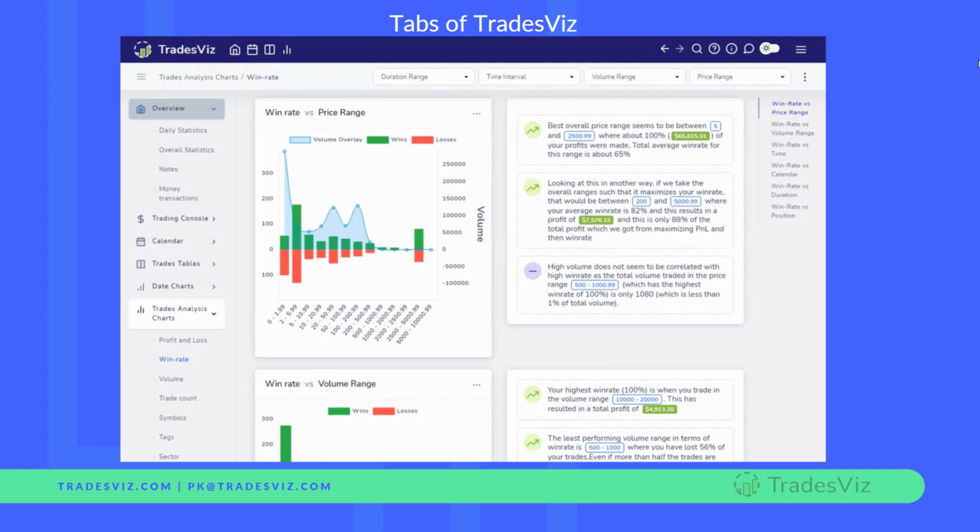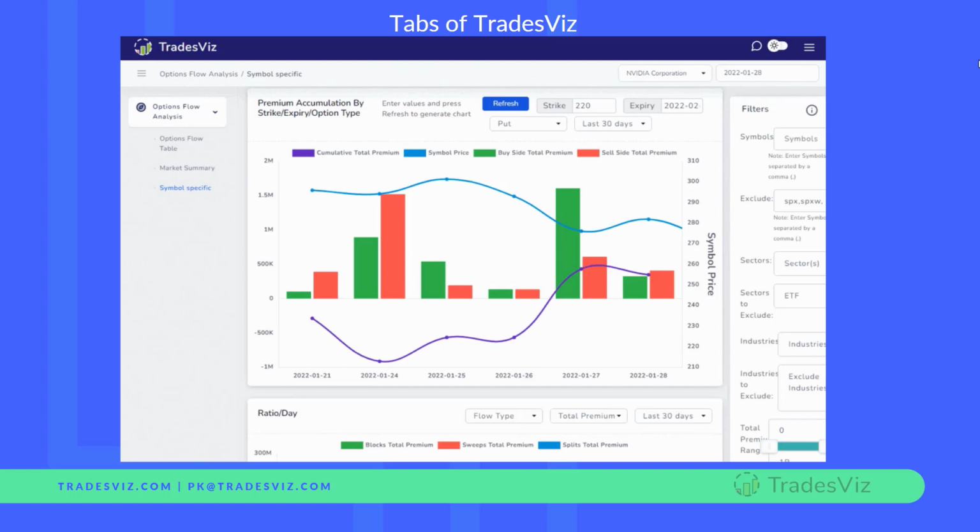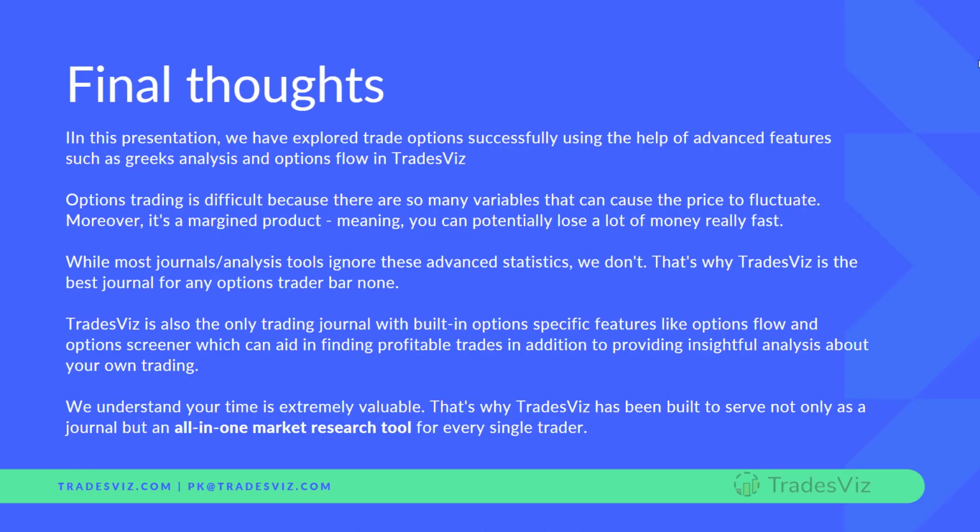You don't need to pay $100 per month for an option screener, and another $100 per month for an expensive journaling or analysis tool that does barely 10% of what Tradesviz does. Tradesviz is extremely cheap, extremely affordable for any options trader, any trader at all. You don't need to be an options trader at all to even use options flow analysis. Stock traders can also benefit from it.